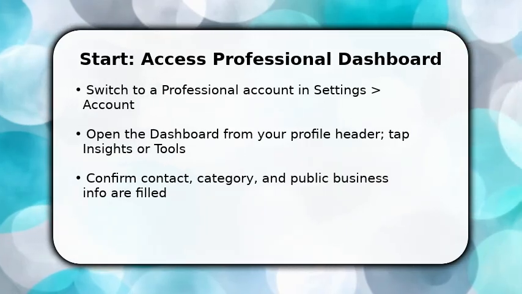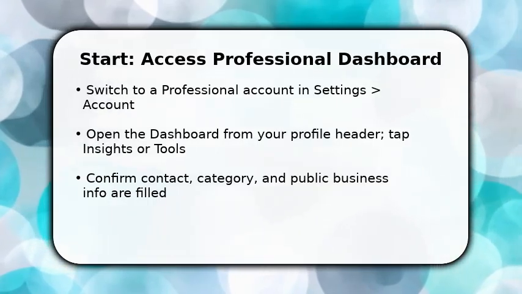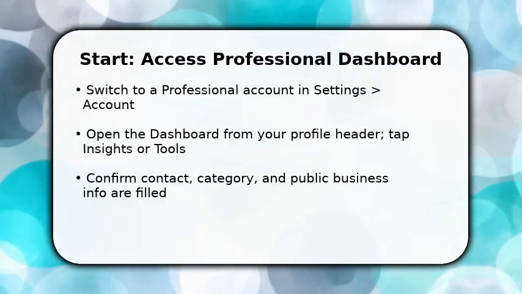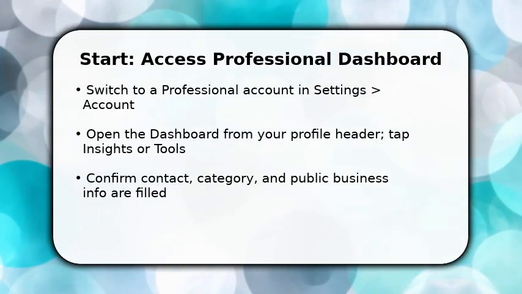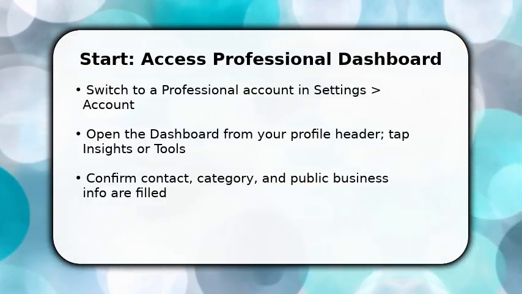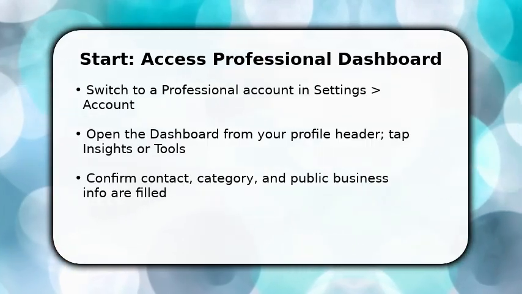You start by switching to a professional account and verifying core info. That enables the dashboard. Once done, open your profile and tap the dashboard button at the top. Make sure contact, category, and public business info are complete so insights and tools populate correctly. This first step unlocks performance data and promotions.